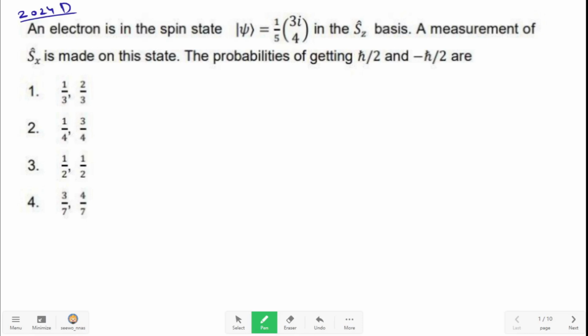Here we are given an electron in the spin state psi equal to 1 by 5 times (3, i4) in the Sz basis. A measurement of Sx is made on this state. The probabilities of getting h cut by 2 and minus h cut by 2 are.